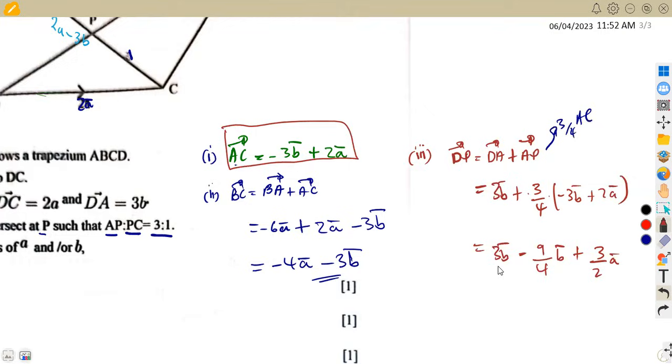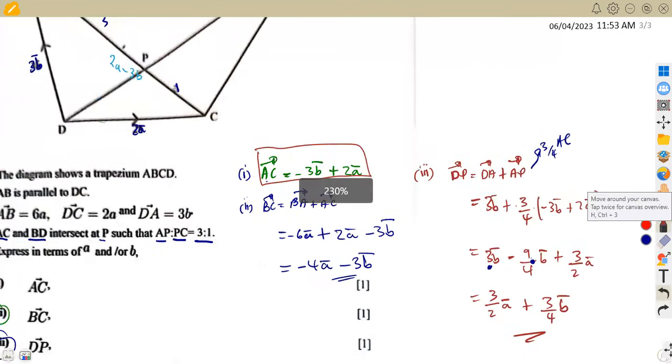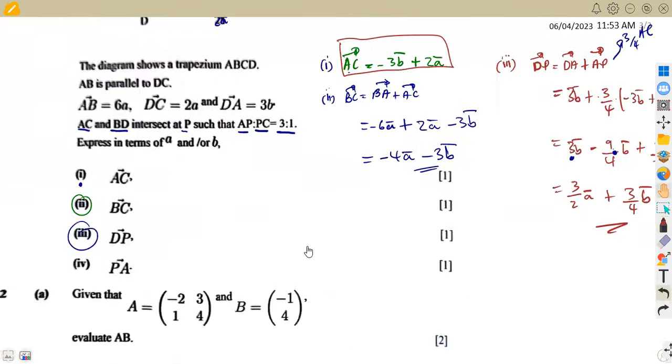Then just collect like terms. You can take the A first on its own, 3 over 2 vector A. Then B, this is 3B minus 9 over 4B. So it's 3 minus 9 over 4. You can simplify from your calculator. 3 minus 9 over 4, that will be 3 over 4, if I'm not mistaken. 3 over 4 vector B. All right, so also cross-check for another simpler route, because this one, okay, but that's it, 1 mark.